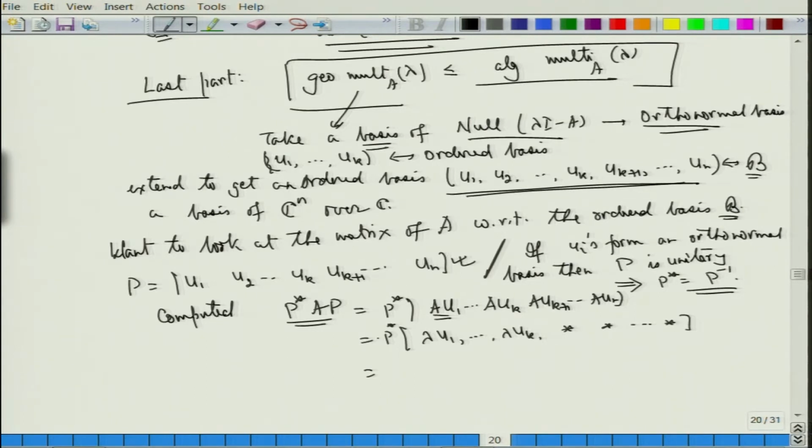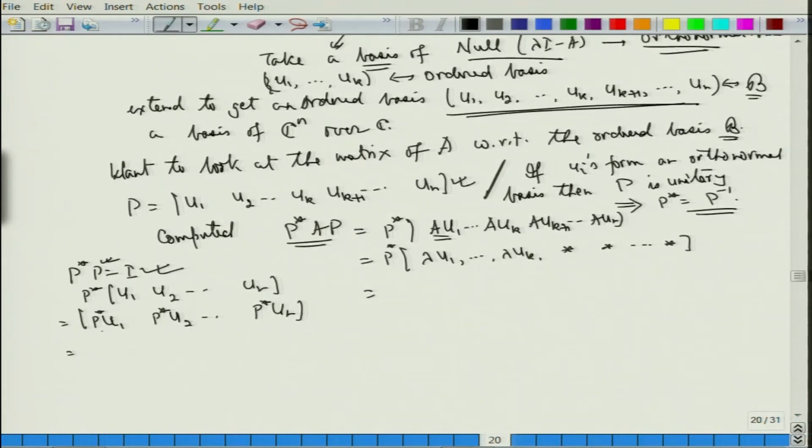So just look at P star. P star times P is the identity, so P star times P, with columns U1, U2, ..., UN, will give me P star of U1, P star of U2, ..., P star of UN, and since this is identity, I sub n. What I get is the first column 1 0 0, then 0 1 0 0 0, and then 0 0 0 1. All right, fine. So this is what I will get.